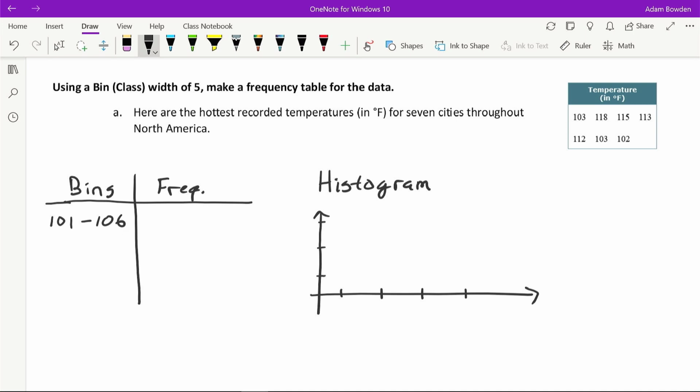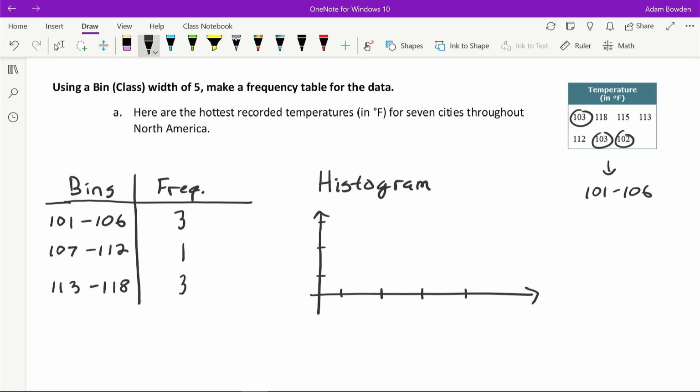So for instance, if I go 101 and then bin width of 5, I'll go to 106. Then the next one would be 107 to 112, then 113 to 118. And then we count the number of values that fall within each of those bins. So for instance, 103, 103, and 102 would be counted under the 101 to 106 bin, so that has a frequency of 3. For 107 to 112, there's only one value that falls inside there, and then there are 3 that fall within the final one.